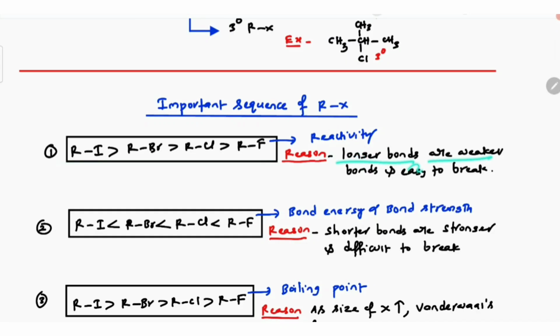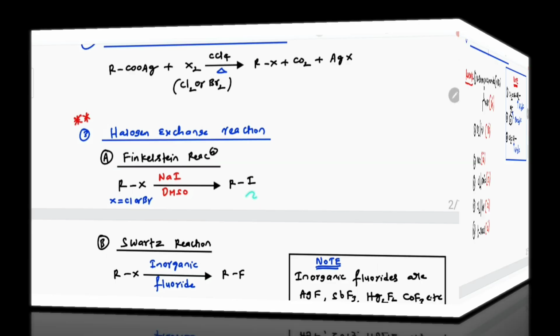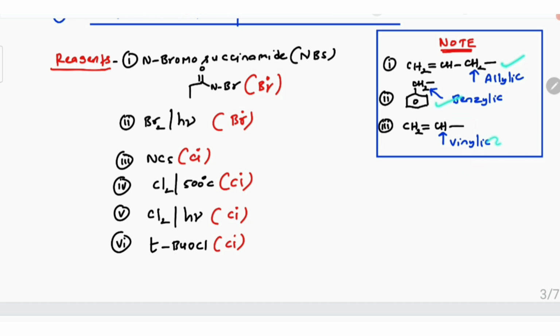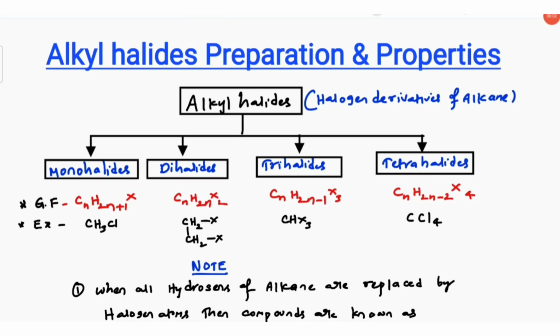Because longer bonds are weaker bonds. In presence of base, SN2 reaction, it is more important. Finkelstein reaction, it is allylic position, benzylic, vinylic. 2017 online question. Can you remember Finkelstein, Swarts, Wurtz and all preparation methods in just one class? By the end of this video, you will never confuse them again.